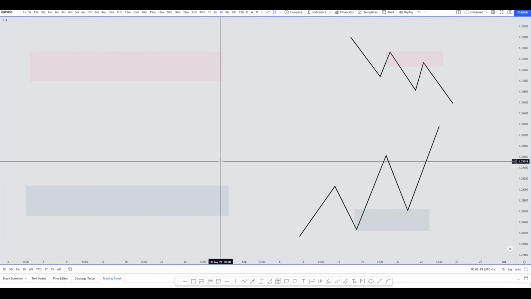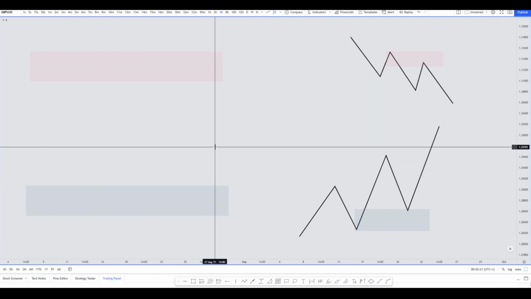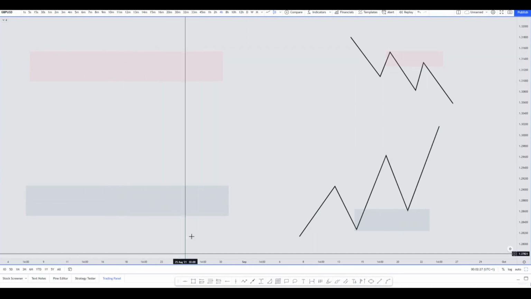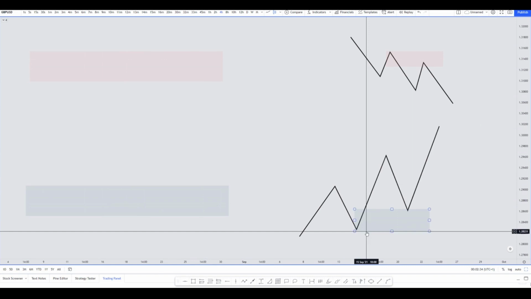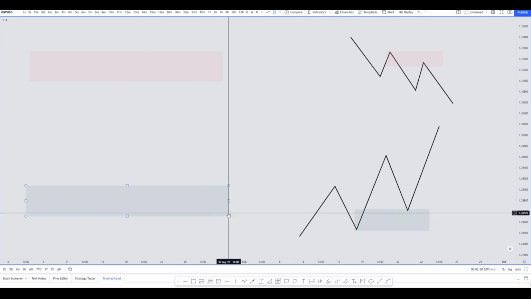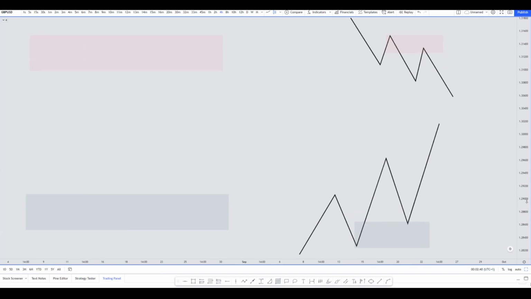Hey everyone, so in this section I want to talk about supply and demand. They're also known as order blocks. It's the exact same thing. To me, supply and demand is just a little more accurate to what it is. Ultimately, the market's always in a battle between sellers and buyers.